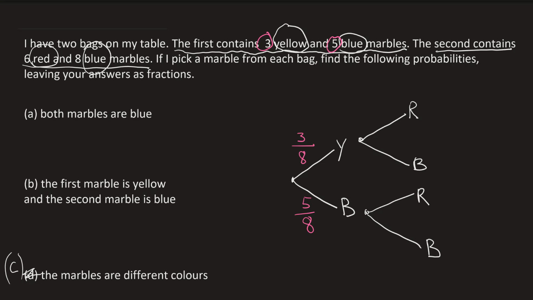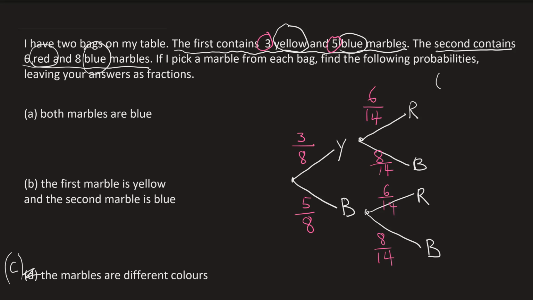Let's put the probabilities onto the second event. So in your second bag, you have a total of 6 plus 8, which is 14. And you have 6 red and 8 blue. So we're going to write 6/14 here and 8/14 here.